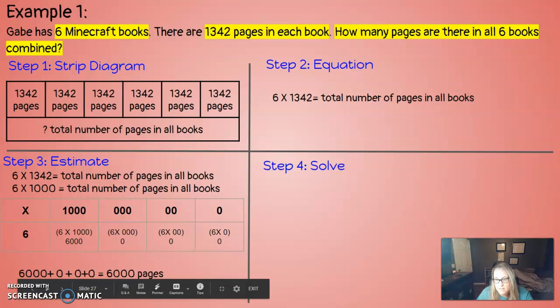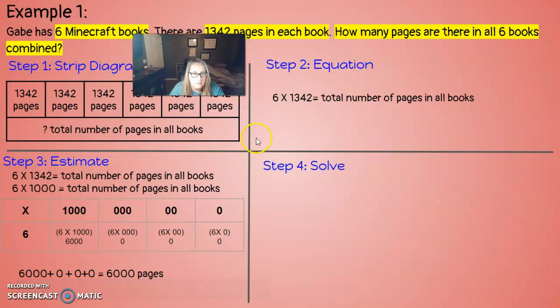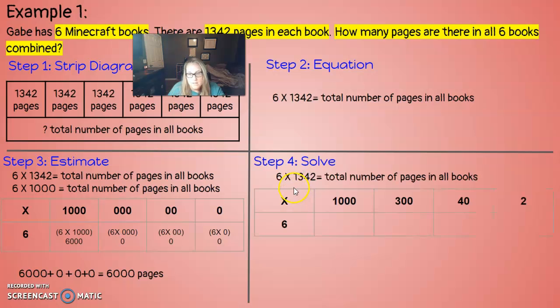So now I'm actually going to solve my problem. So the problem I'm trying to solve is 6 groups of 1,342, and that's going to give me my total number of pages in all of the books. Well, 1,342 is a little bit bigger of a number, so I'm going to use partial products to help me, and I'm going to break it into expanded form. So 1,342 is 1,000 plus 300 plus 40 plus 2.